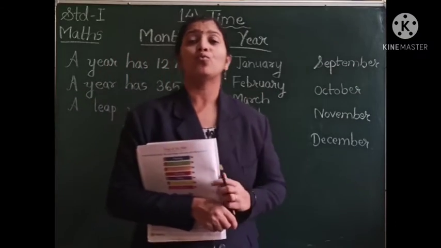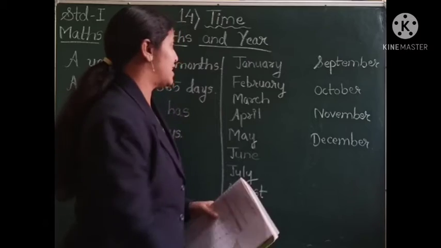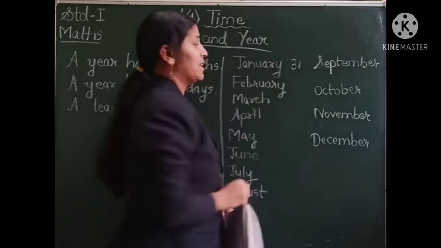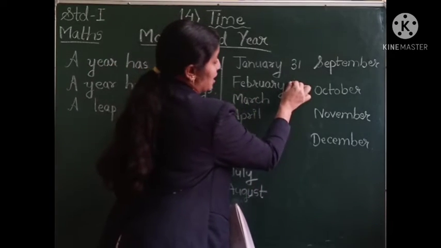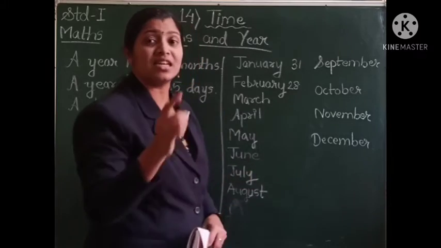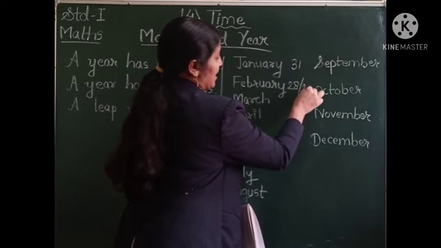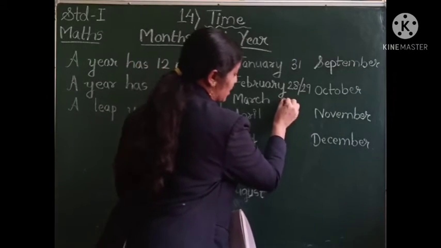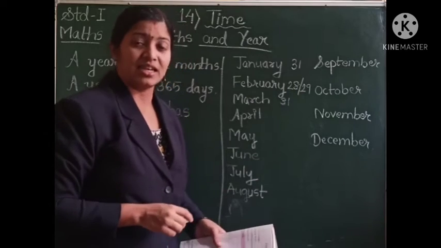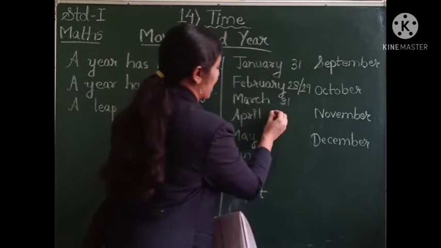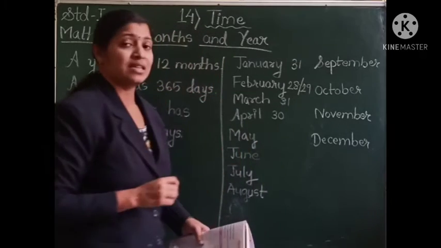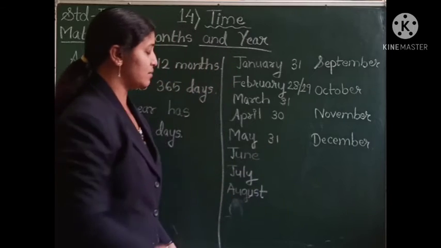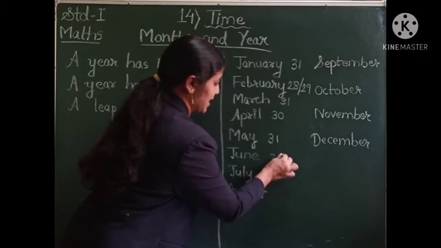So now I will tell you which month is having how many days. The month of January is having 31 days in it, right? The month of February in general has 28 days, whereas in a leap year it has 29 days. Then the month of March. March is having 31 days in it, right students? Then the month of April. April is having 30 days. Then comes the month of May, which is having 31 days. Then comes June. June has 30 days in it.